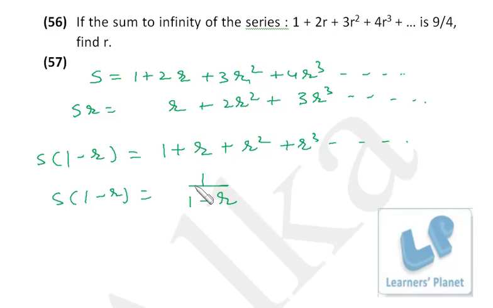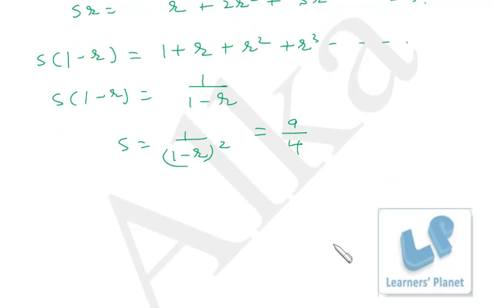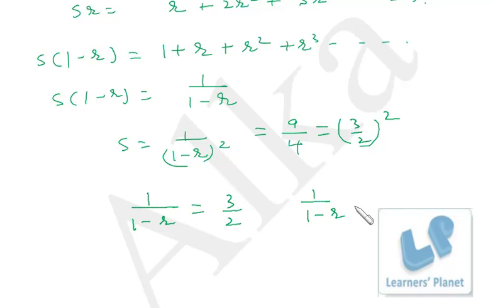First term by 1 minus common ratio. So precisely S is equal to 1 upon (1 minus r) whole square, and that is actually 9 by 4. Okay, so this is (3 by 2) whole square. So 1 upon (1 minus r) is equal to 3 by 2, or 1 upon (1 minus r) is equal to minus 3 by 2.